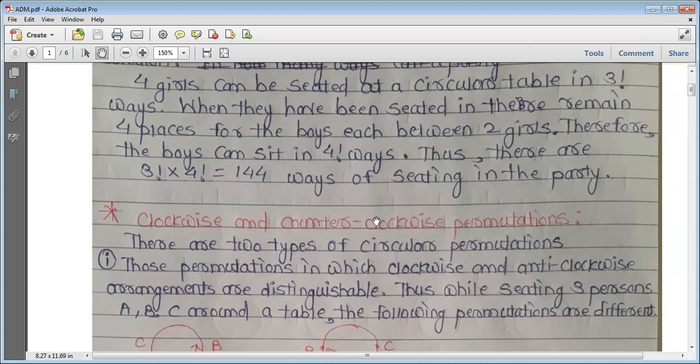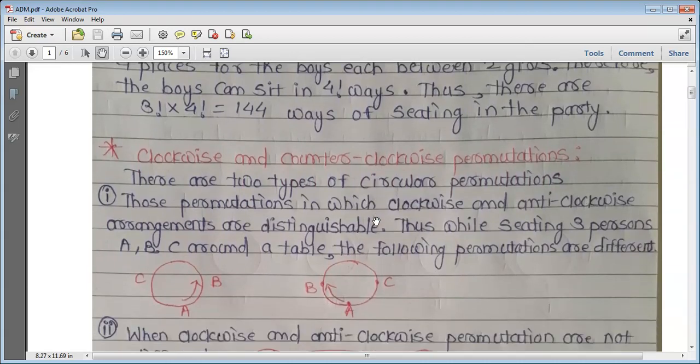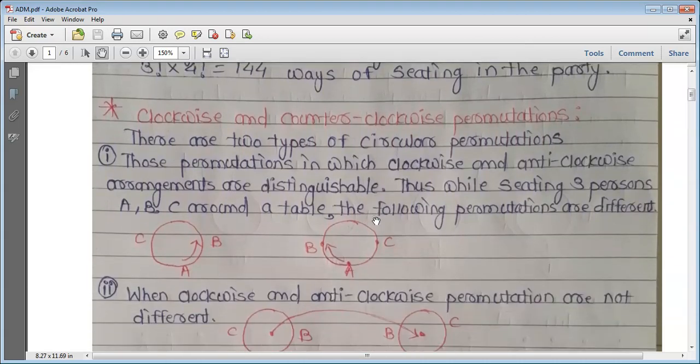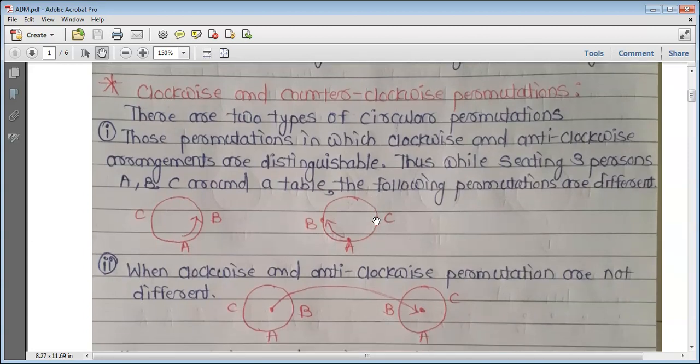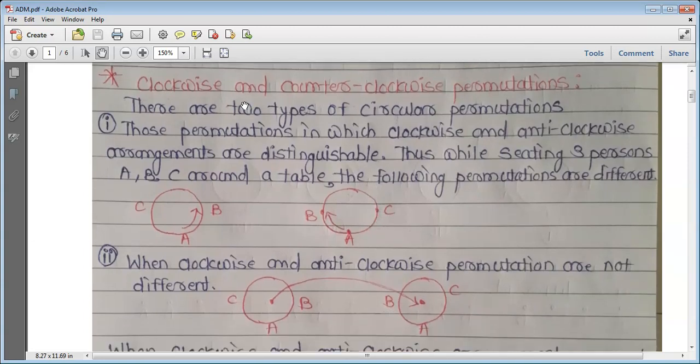Okay. Now the next point is clockwise and counterclockwise permutation. There are two types of circular permutation. The first one is clockwise and the second one is counterclockwise. Let us see the first one, that is, those permutations in which clockwise and anti-clockwise arrangements are distinguishable.